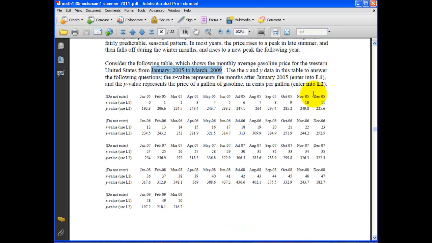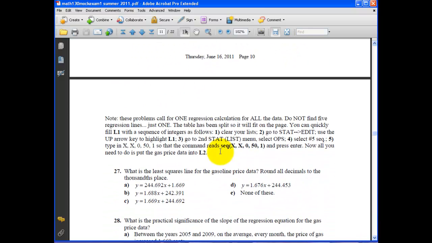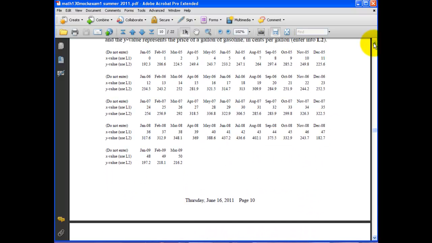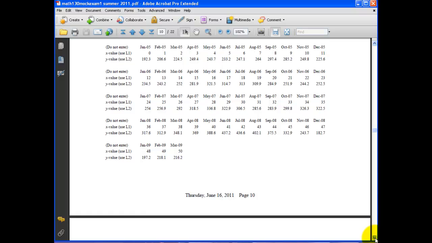And we're asking you to use list 1 for the X values, which would be the number of months after January of 2005, and the Y values, list 2, would be the price of a gallon of gas in cents. Now I have some instructions for you right at the top of page 11 that explain how to get the X data quickly keyed into the calculator. It's very tedious to type it in by hand, so you should definitely take a look at this. If you can make it work for you, it really is very fast. So really the only data you need to key in would be list 2, the Y data, the price of a gallon of gas in cents. And once you get it keyed in, then you're ready to go with the first question.